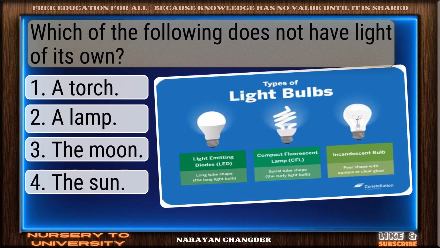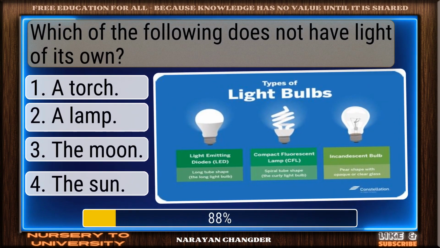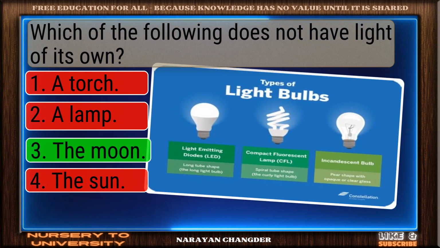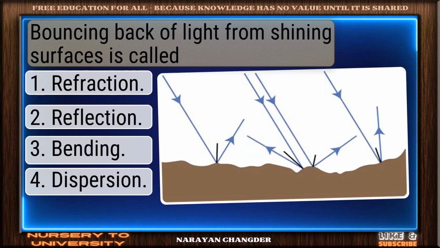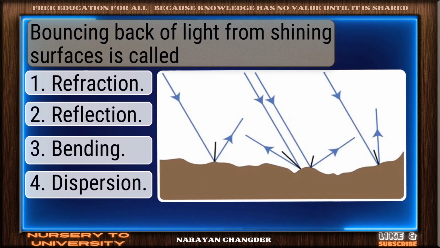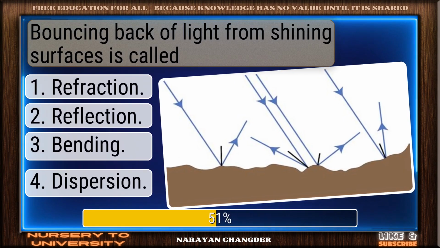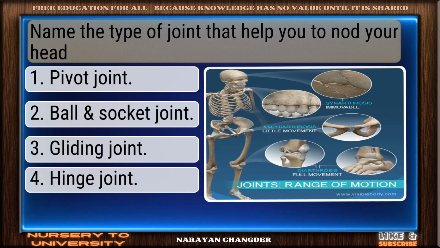Which of the following does not have light of its own? Clear logic. Your choice, the moon, is sound and 100% true. Bouncing back of light from shining surfaces is called. Valid point. Reflection is true.